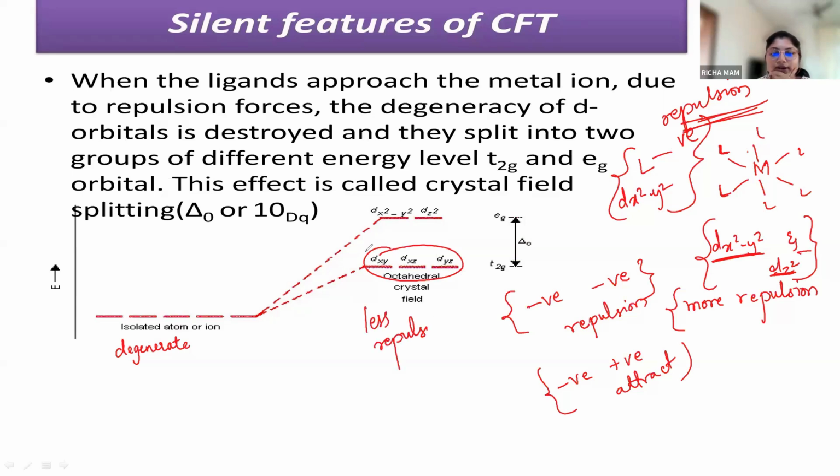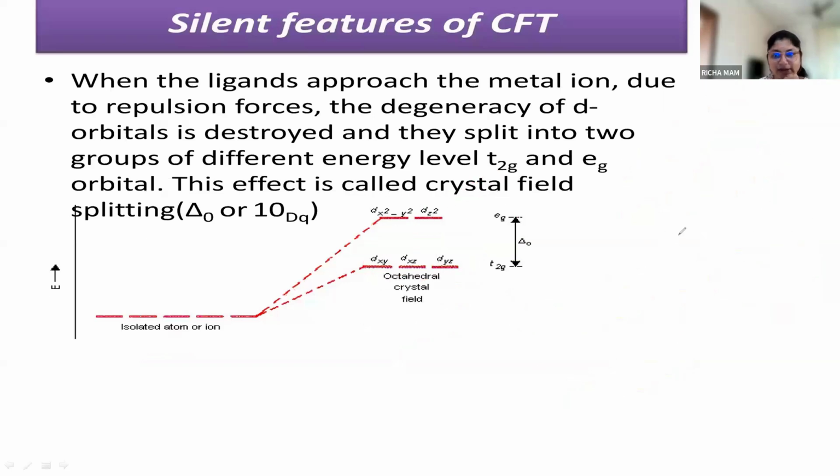So it will occupy this, and because of the repulsion, they will split and they will occupy the upper level. Because of this, their energy decreases here, and here their energy increases. Why? Because they are experiencing more repulsion. So what you need to remember: when the metal is in an isolated state, all the orbitals are degenerate, meaning they have the same energy.